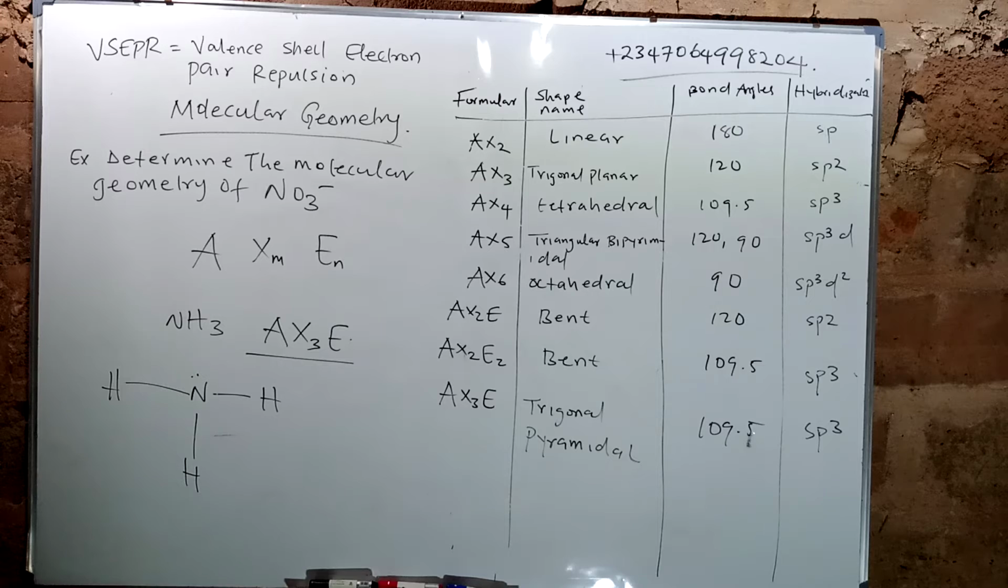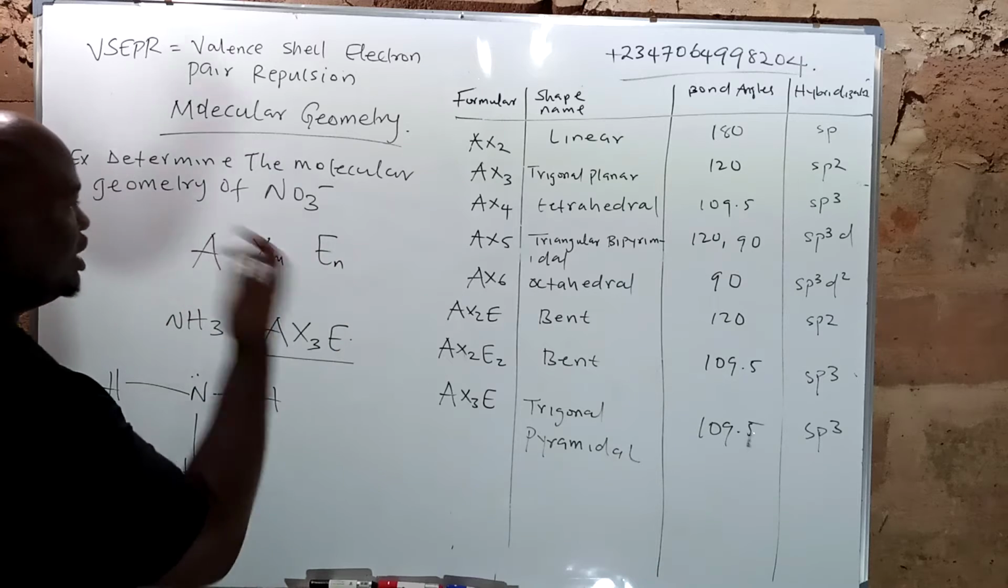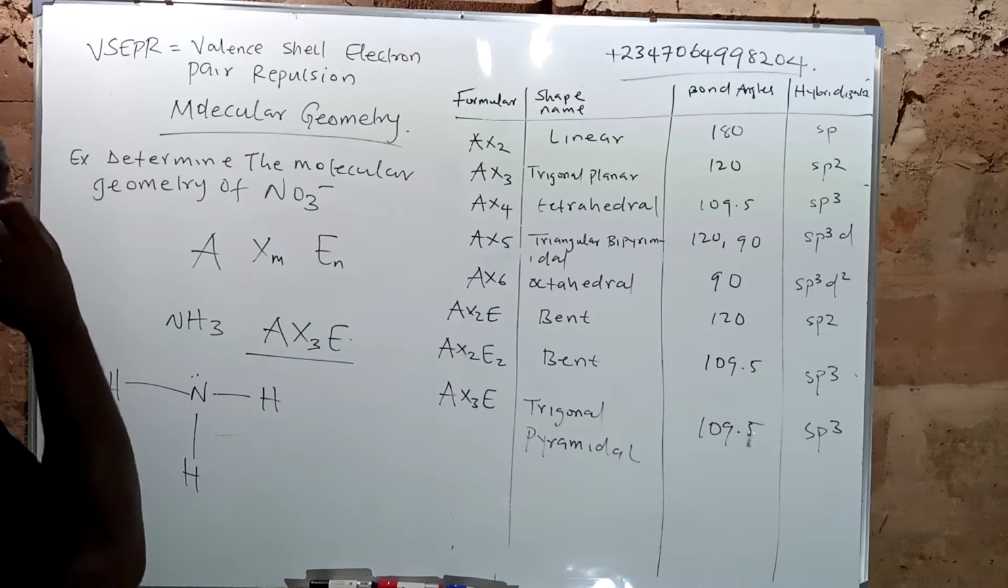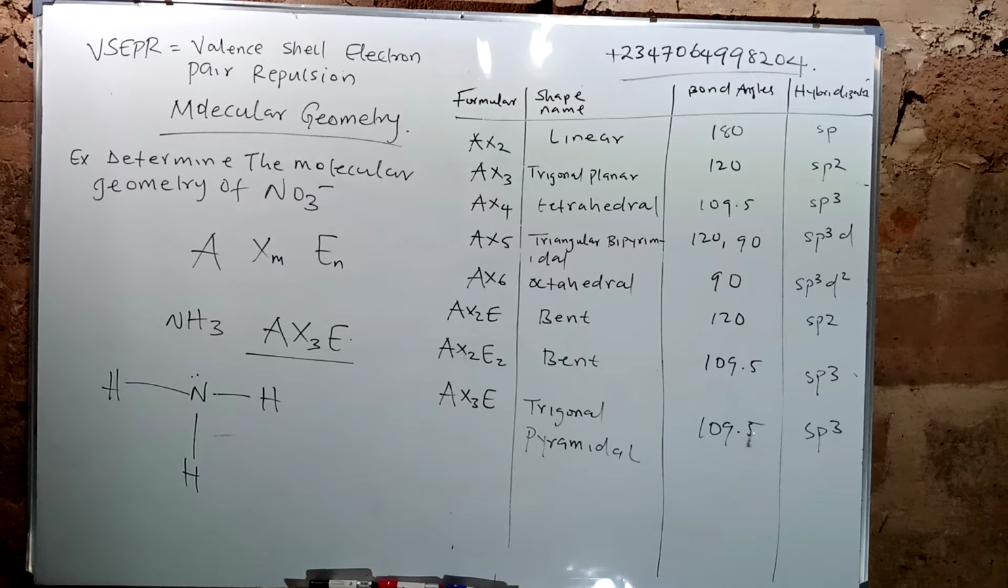And if you know that this is AX3E, you can just come here. That's why I say you have to commit this to memory. You can just come here and search which one is AX3E, and then you will know the structures. So by the end of this video, things will start making sense to you in a way it did not make sense to you before. So of course, AX3E.